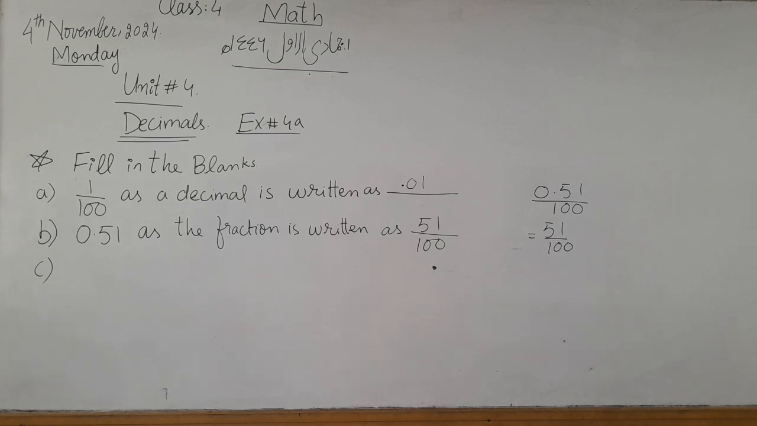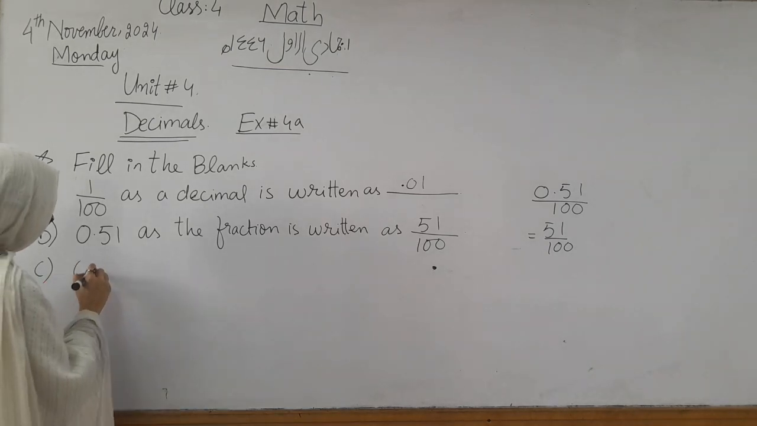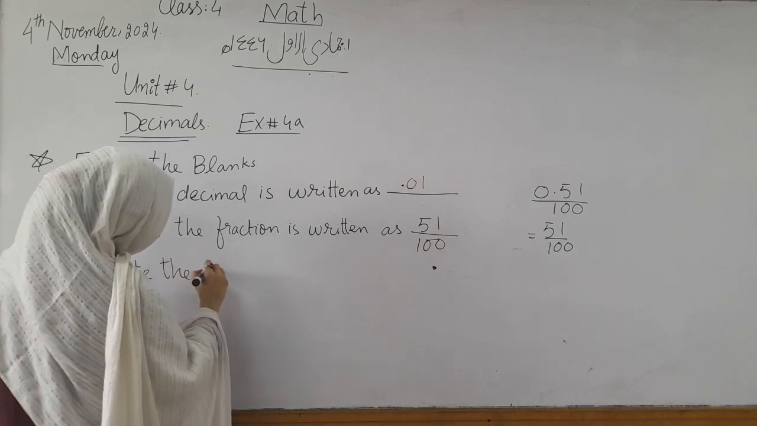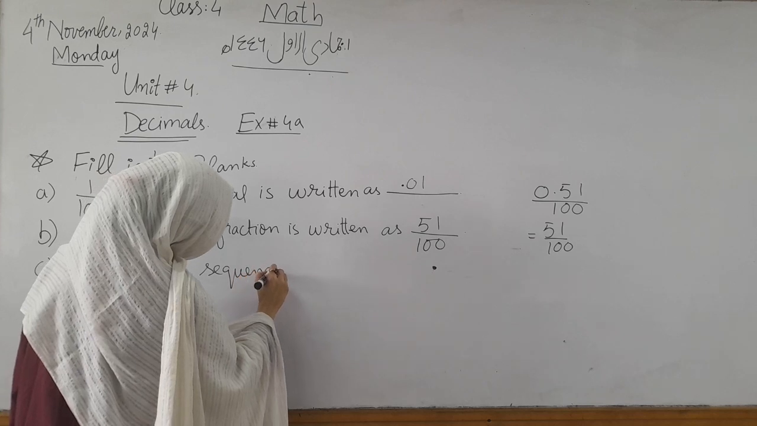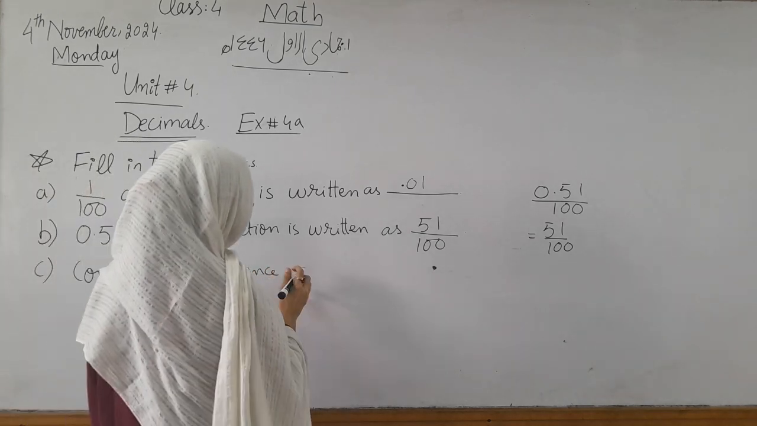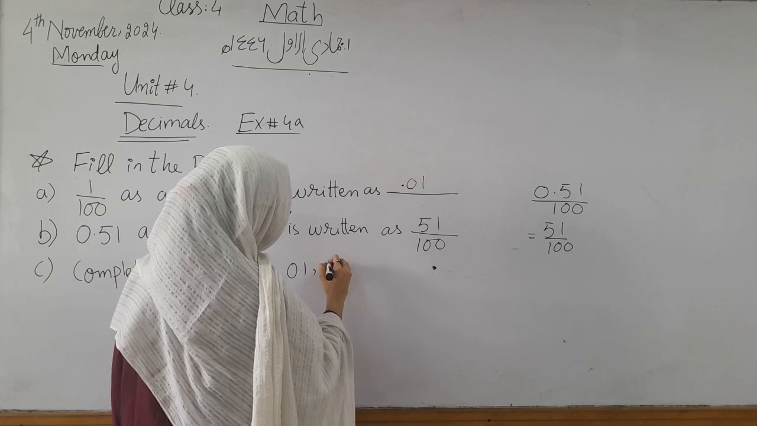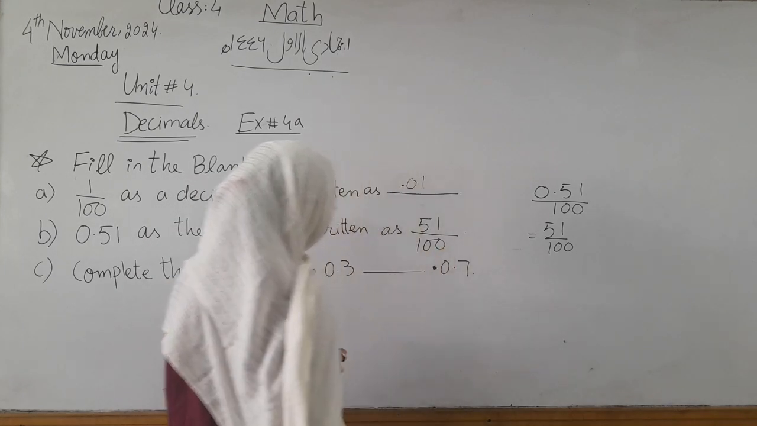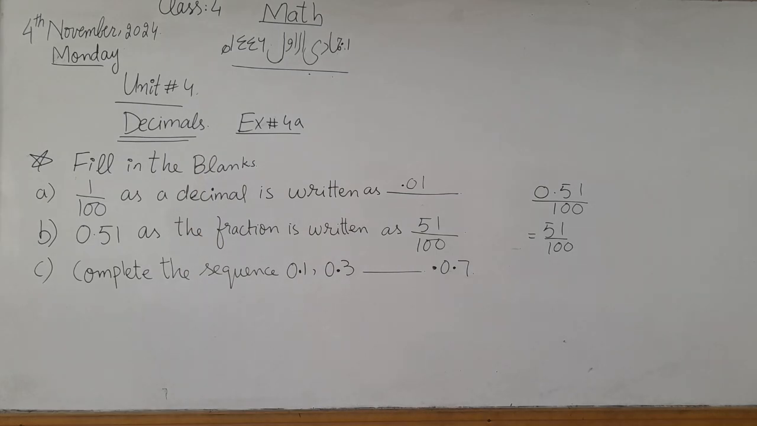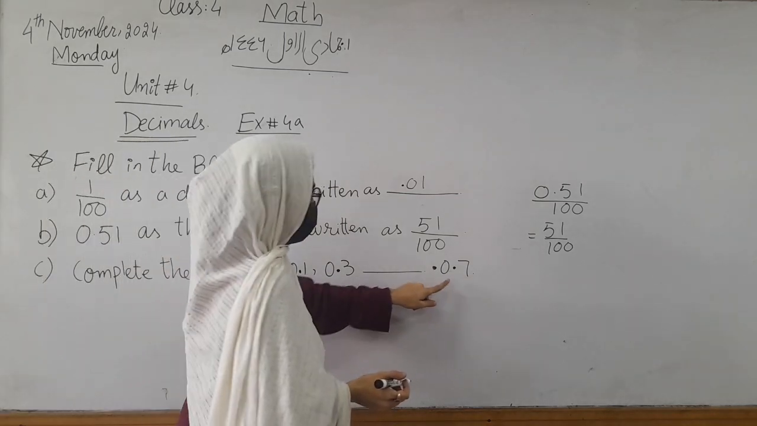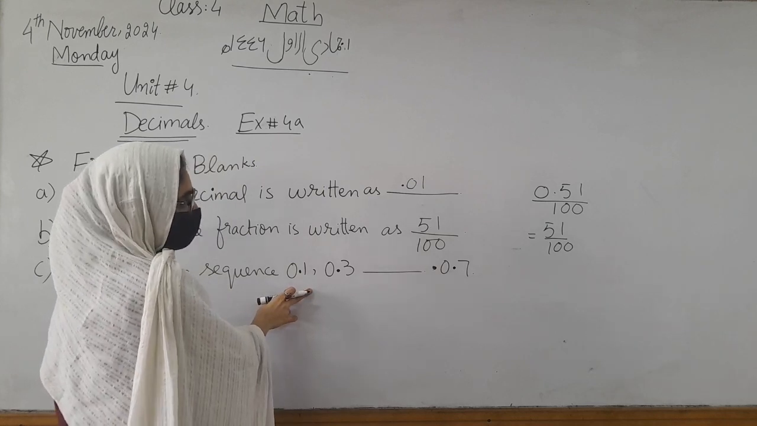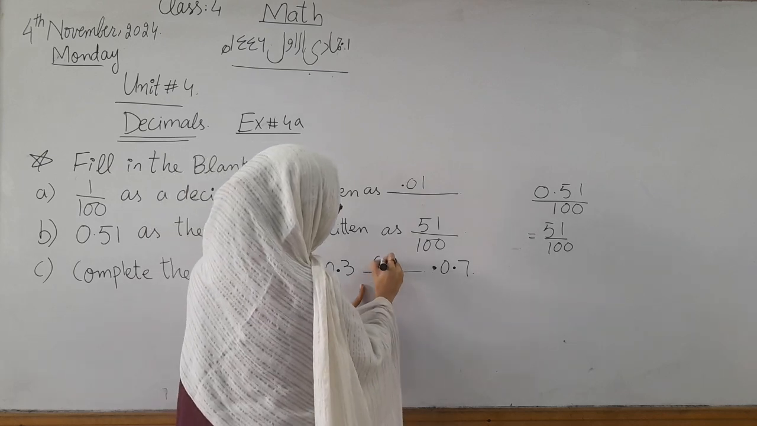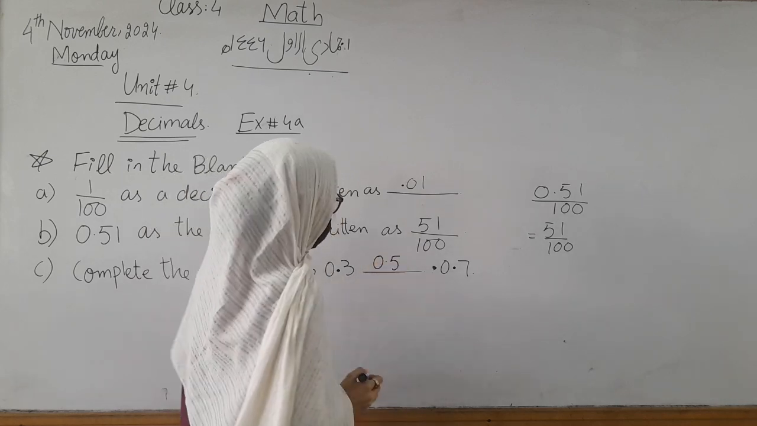In C part, complete the sequence. Now you have to complete the sequence. The sequence is 0.1, 0.3 and 0.7. In C part, you will complete the sequence 0.1, 0.3, 0.7. As you can see, one number is missing from it. 0.1, 0.3, 0.4 is missing, and 0.5 according to the sequence, and 0.7.